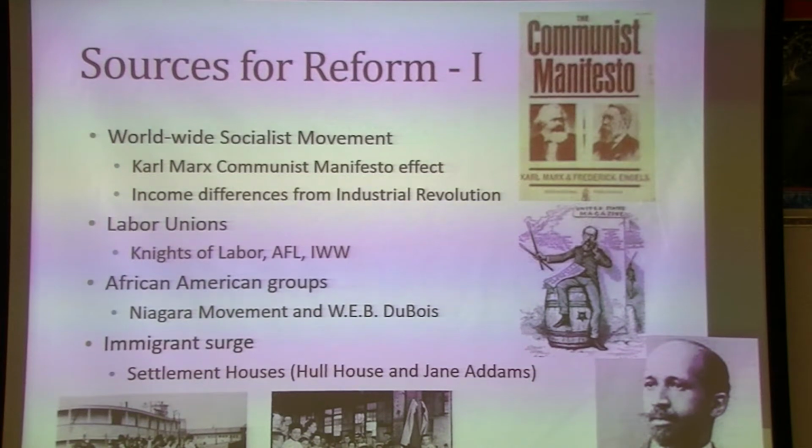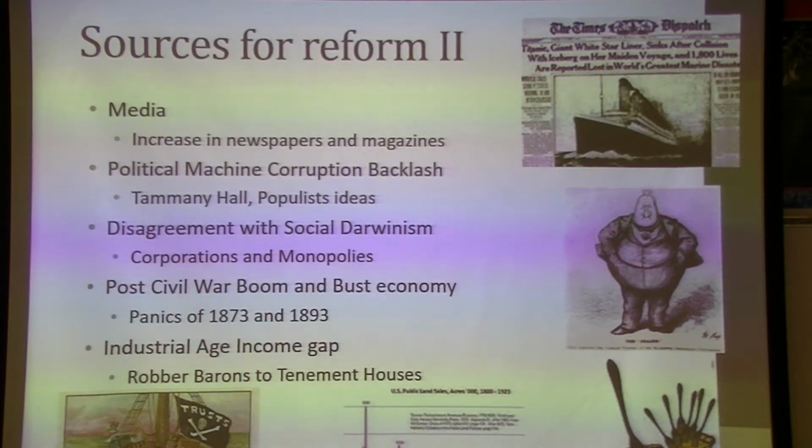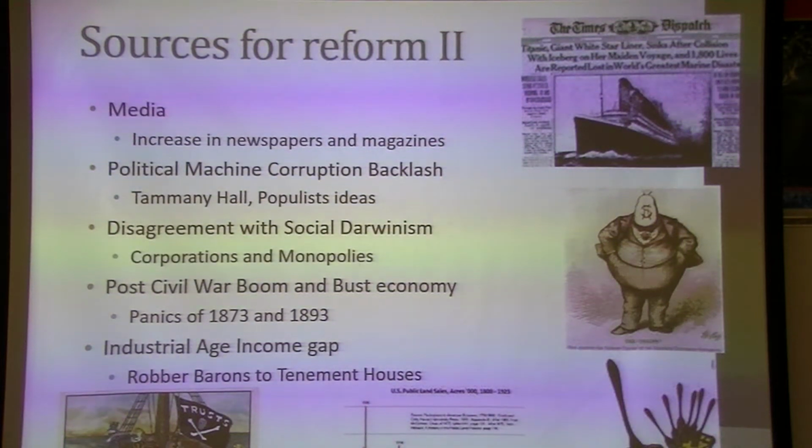Because of the immigrant surge, this is where the settlement houses come in for what they were doing. A big area that we're going to be focused on in just a few minutes will be the media, the muckrakers, because there was an increase in magazines and newspapers, so more things are exposed. The corruption of the political machines, that backlash is going to continue. We're going to have more and more laws in government. We're going to have a disagreement with the idea of socialism when it comes to corporations and the idea of monopolies, and then we're going to have this anti-monopoly movement.